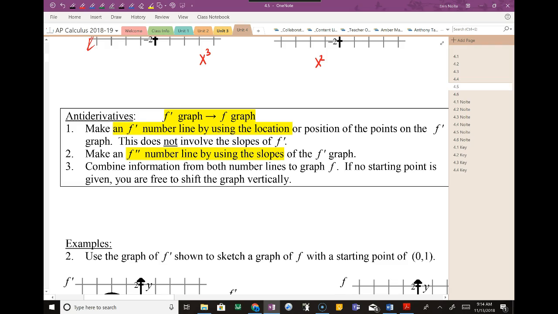Then number 2 says make a second derivative number line test by using the slope. Because what does the second derivative test tell you?